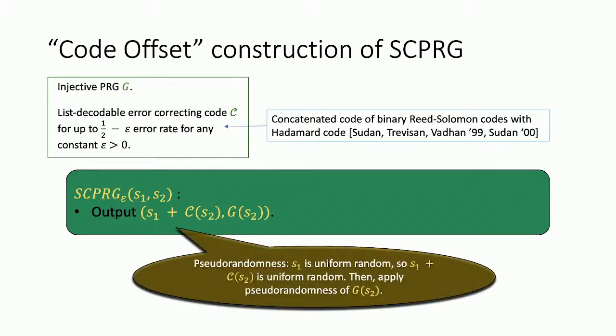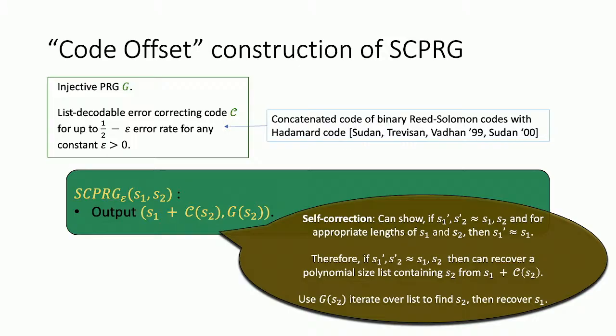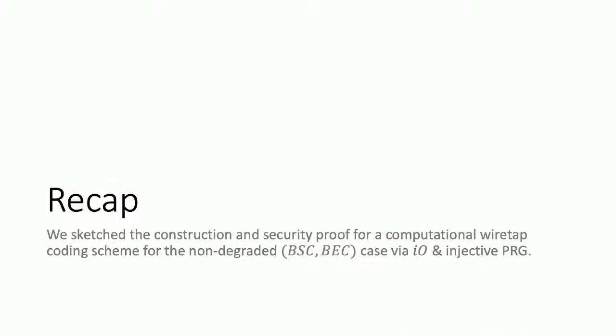And pseudo-randomness is pretty straightforward. Since S1 is uniform random, so is the first part of the output. Then you just apply the pseudo-randomness property of the second part. And what about the self-correction part? Well, S1 is much longer than S2. So if the seed prime and seed are close, then the first part of the seed, S1 prime, is close to S1. Therefore, we can recover a polynomial-sized list containing S2 by using the list-decodable error-correcting code from S1 plus C of S2. Then we use the injectivity property to iterate over this list, find S2, strip off C of S2, and recover S1. So it's straightforward.